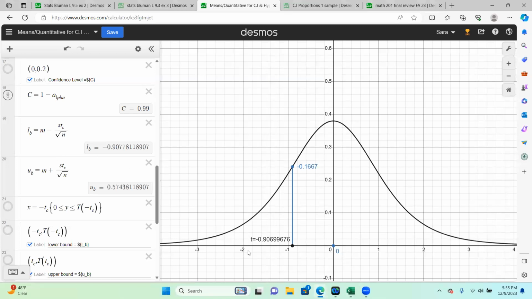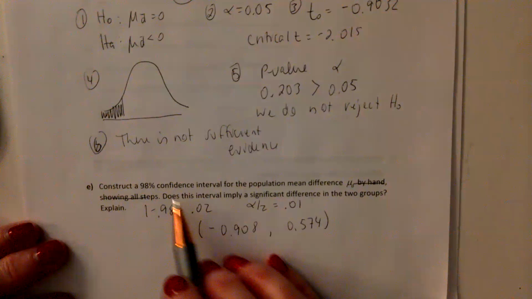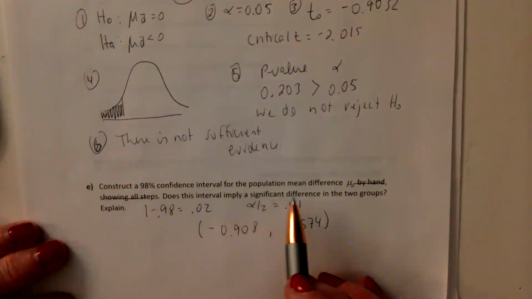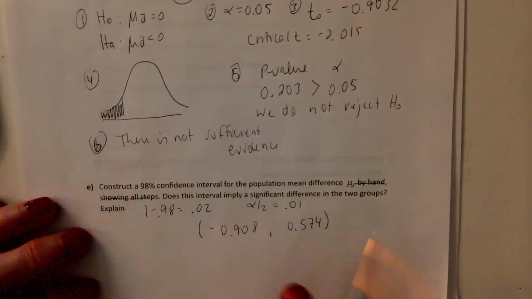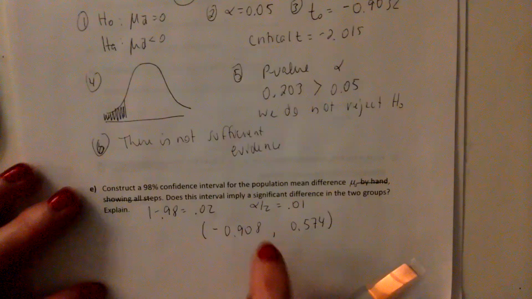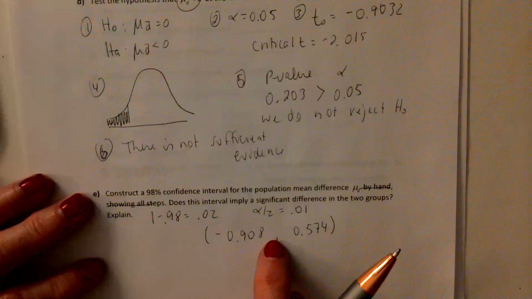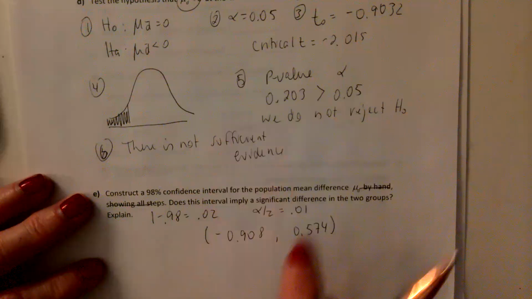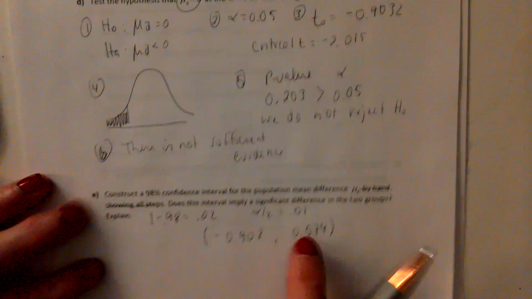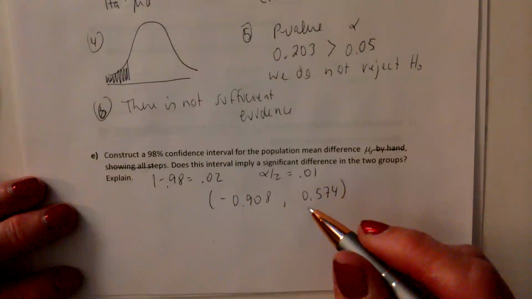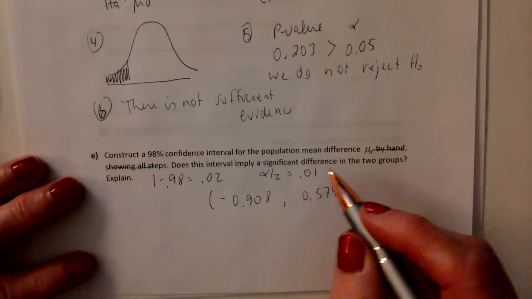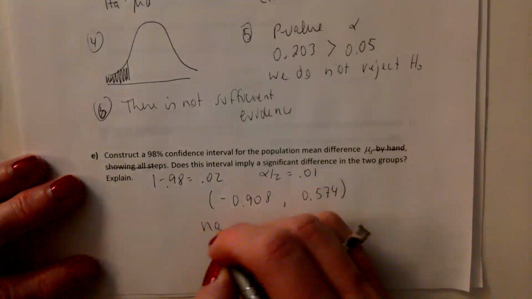And letter E says, does the interval imply a significant difference in the two groups? So if there were no difference, like H0 says, then 0 will be inside the confidence interval, and 0 is inside the confidence interval. So there's not sufficient evidence. We don't reject. So it agrees with what we said in the hypothesis test. The confidence interval should agree with that. There is not significant difference.